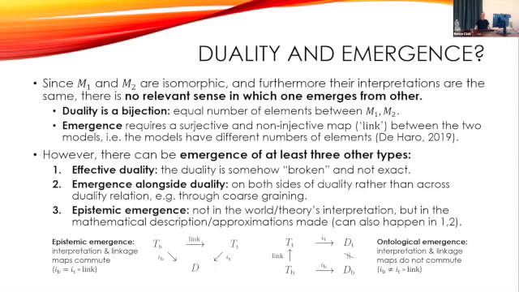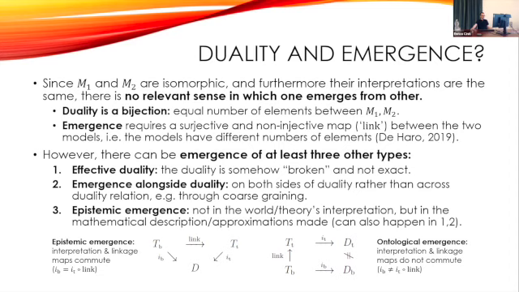However, I will say that there can be emergence of at least three other types that I'm going to list here. One of them is when we have effective duality. Obviously, in that case, we can have emergence of any type, because then the duality is somehow broken, and so we don't have this isomorphism requirement, and the formal requirement is simply not there. So there is no problem in this case. And in fact, this is one of the cases that physicists are often thinking of.